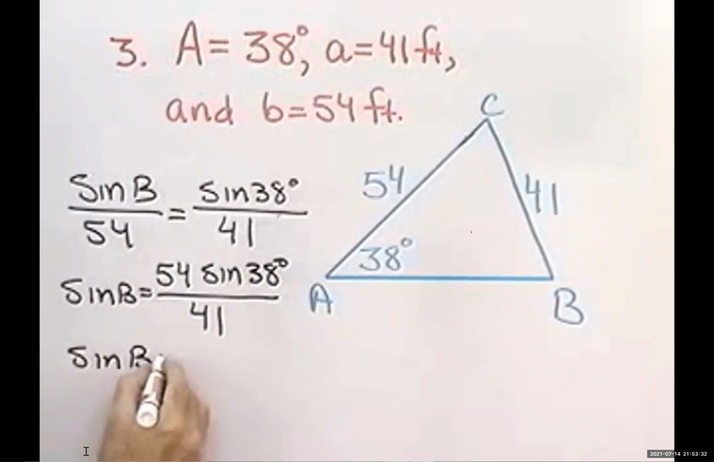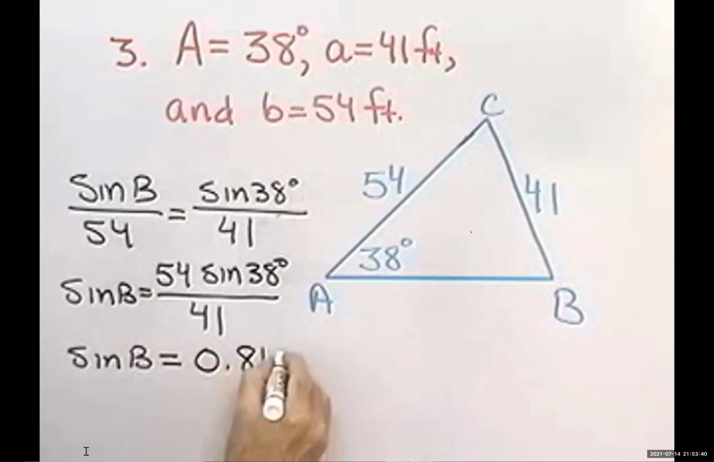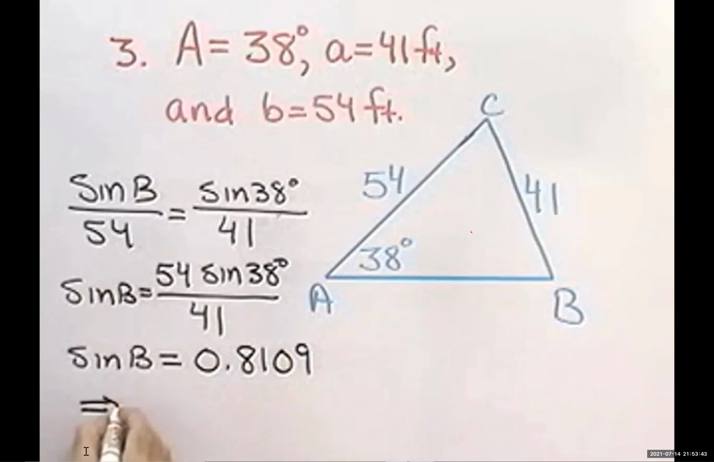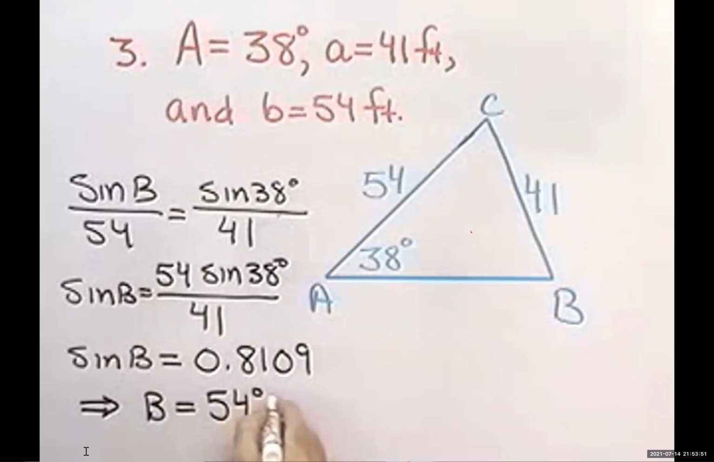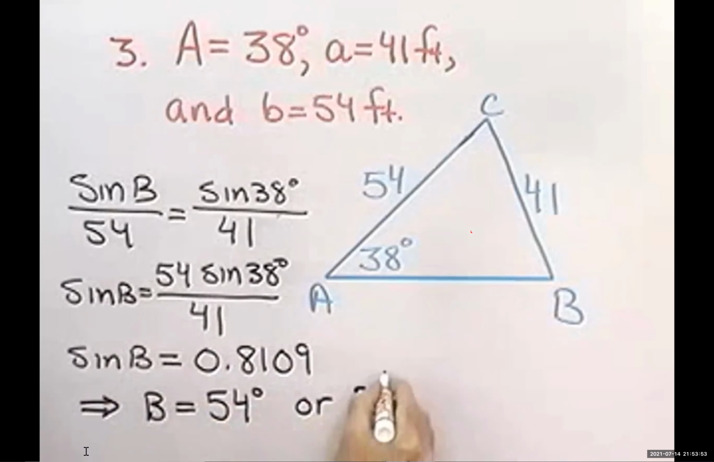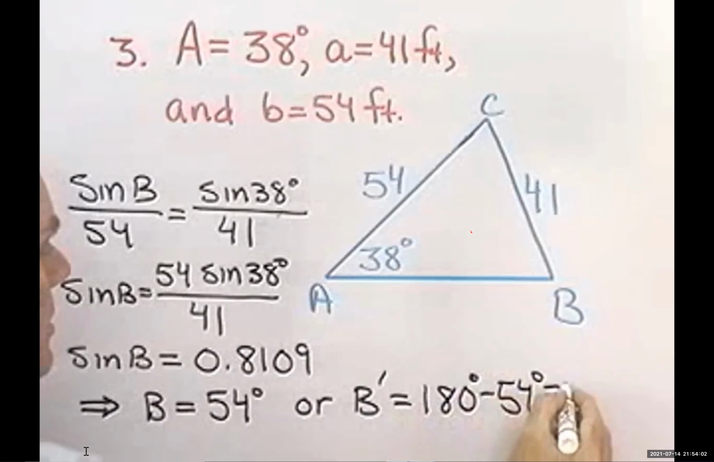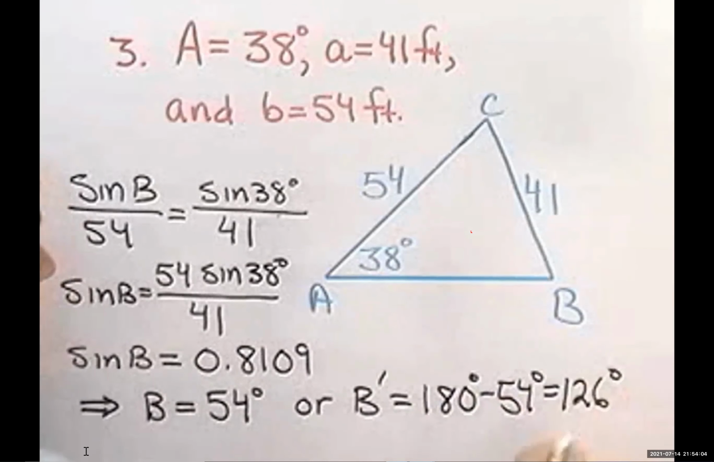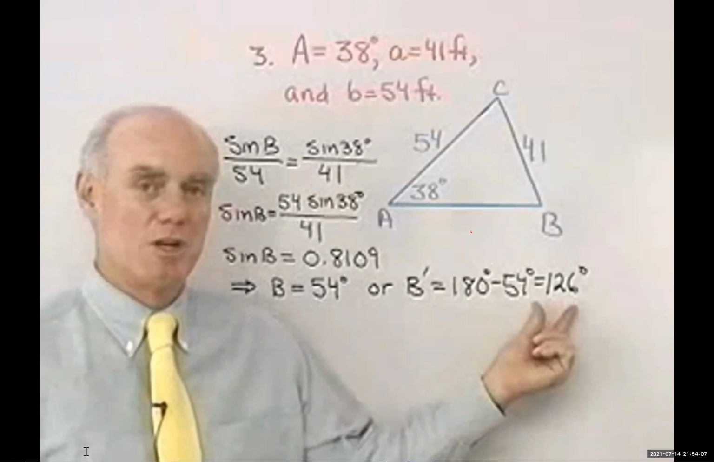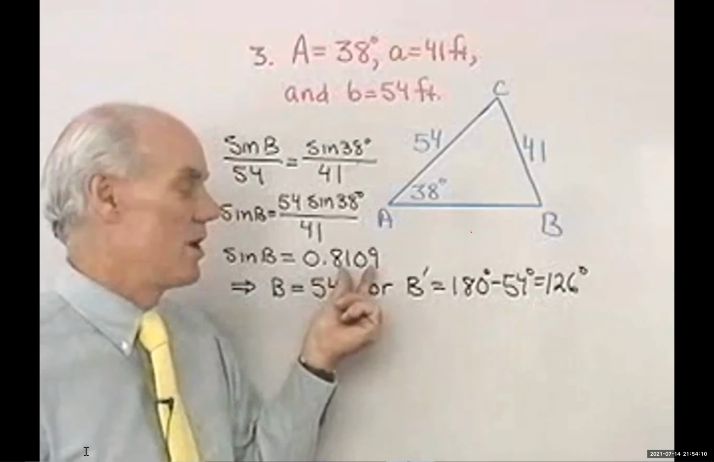I've worked this out on my calculator, and sine B comes out to be 0.8109. From my calculator then, I know that angle B could be, using the inverse sine button, 54 degrees. But I also know that angle B could have a second value, so I'll call that B prime, 180 degrees minus 54 degrees, which is 126 degrees. So again, I have to include this possibility. Sine B comes out to be 0.8109.